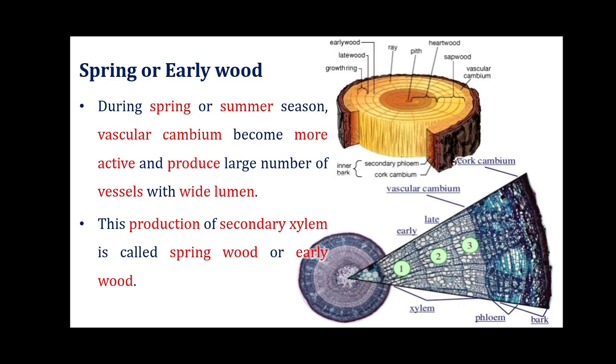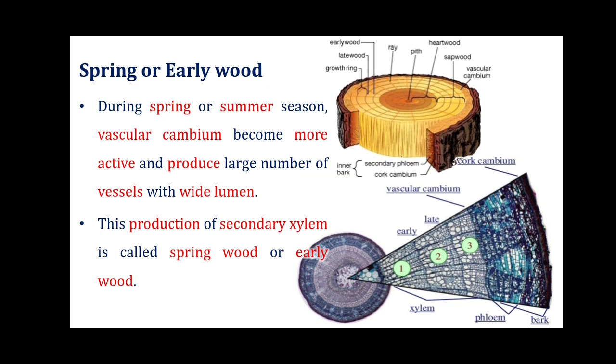Now let's talk about the spring or early wood. During spring or summer season, vascular cambium becomes more active and produces a large number of vessels with wide lumen. As it is the summer season, a dry environment, the plant needs more water, so it has to gain more water from the soil, and for this more conduction and more lumen is required. So the wood which is formed in the early stage or the spring is a wide lumen wood. Now this production of secondary wood is called spring wood or early wood.